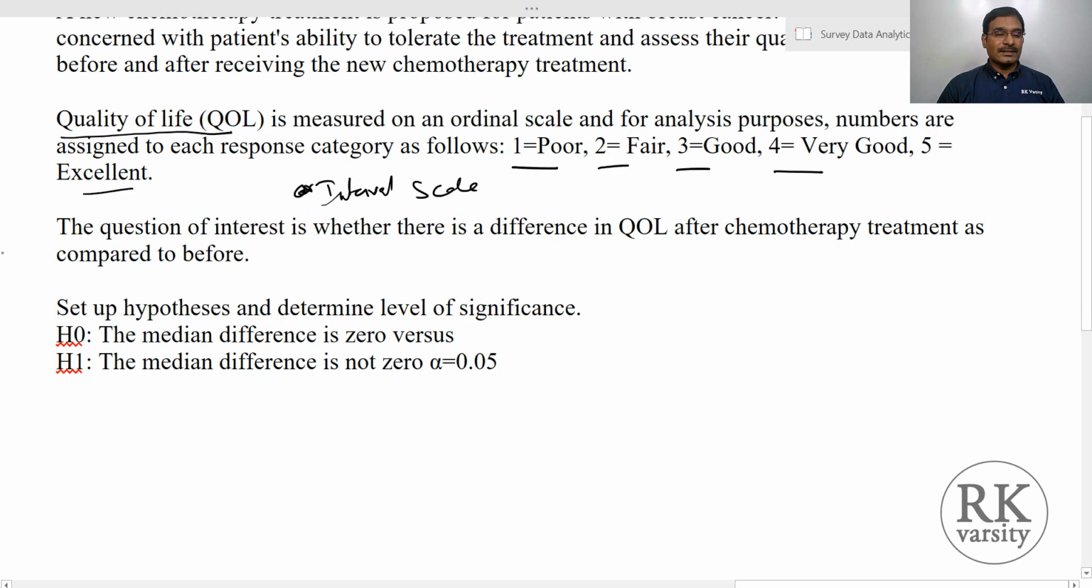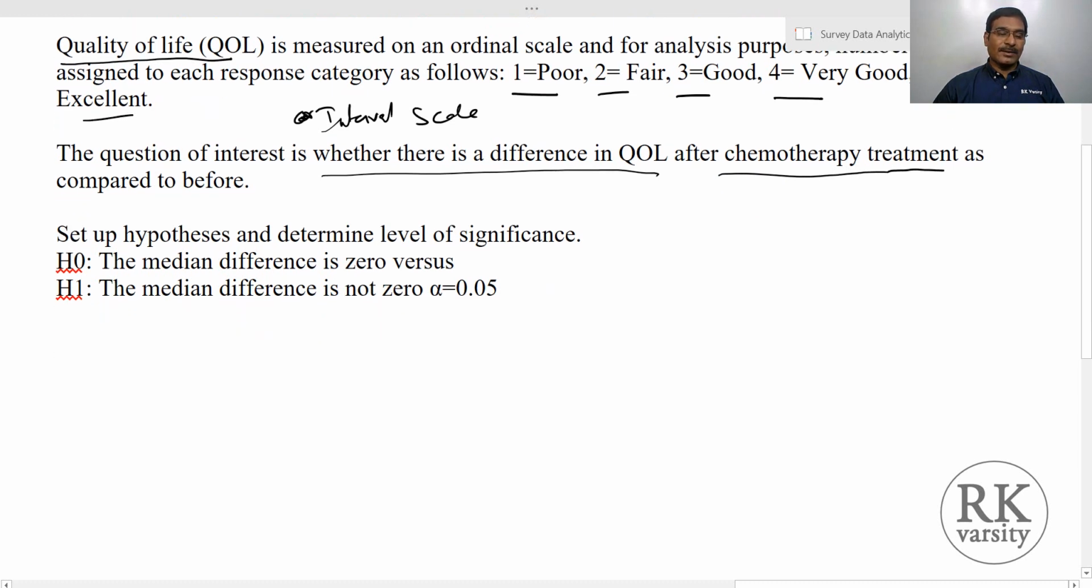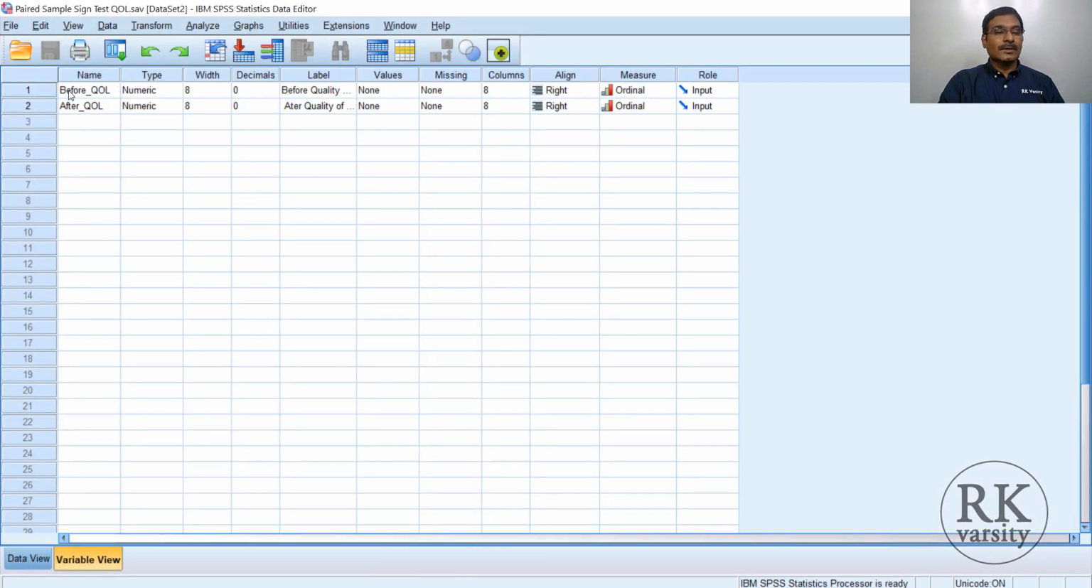Here you need to test whether there is a difference in quality of life after chemotherapy treatment as compared to before. So the hypotheses that we frame here are: the null hypothesis is that the median difference is 0, and the alternative hypothesis is that the median difference is not 0. Difference of 0 means there is no change, no improvement in the quality of life. In the alternative hypothesis, we say that there is an improvement in the quality of life. Now for that we have data here, before treatment and after treatment.